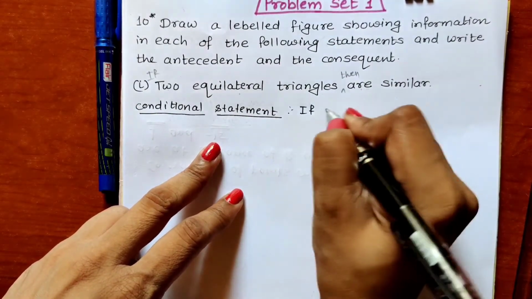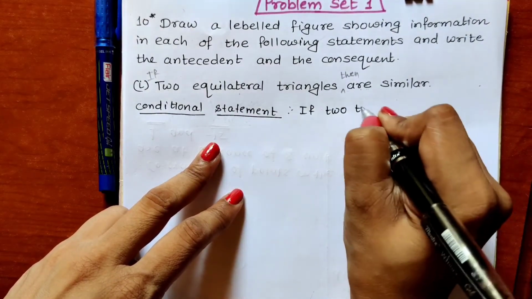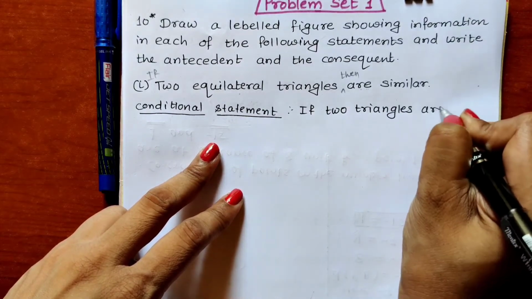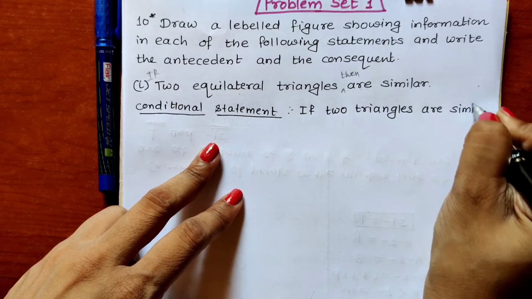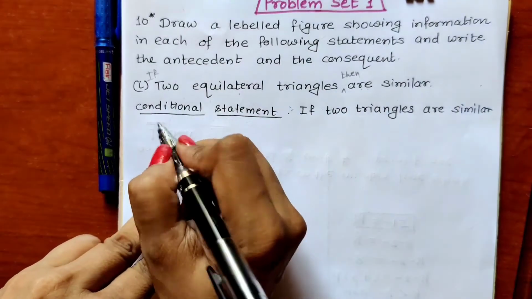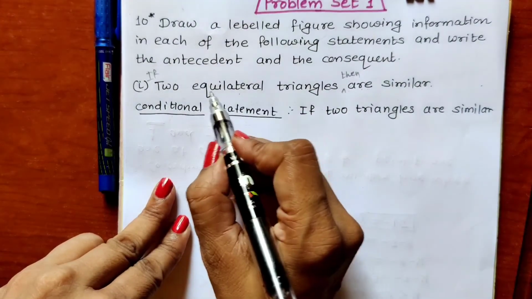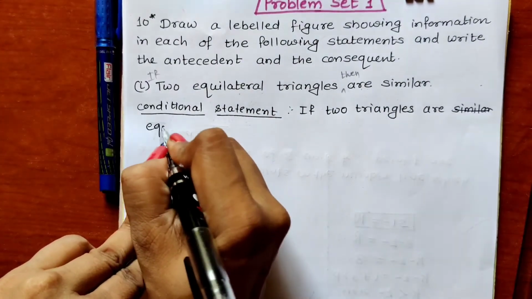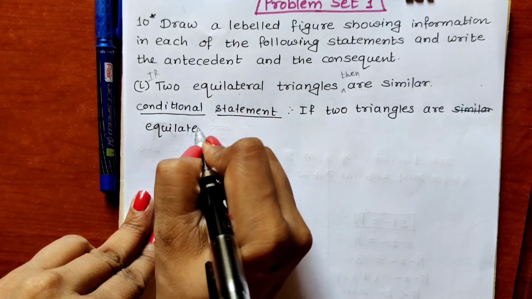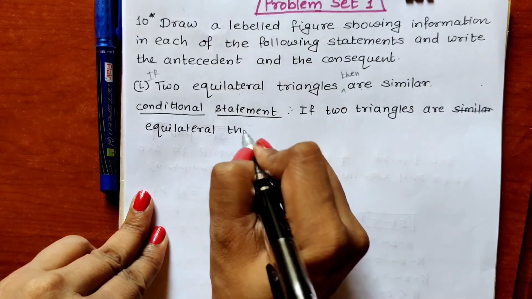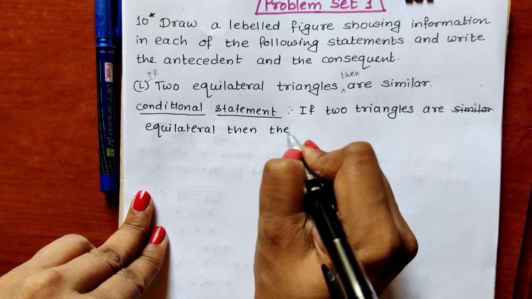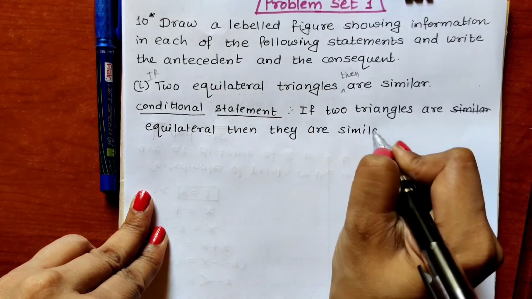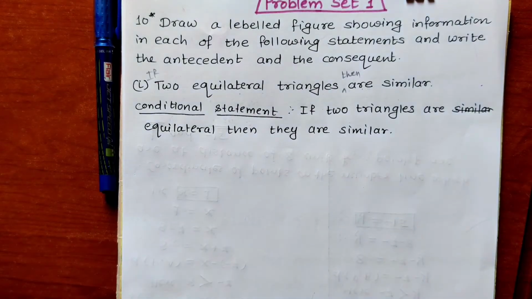If two triangles are similar, correct? And then, sorry, are not similar, we have to write this equilateral now. So if two triangles are equilateral, then they are similar. We all know equilateral triangles are similar to each other.